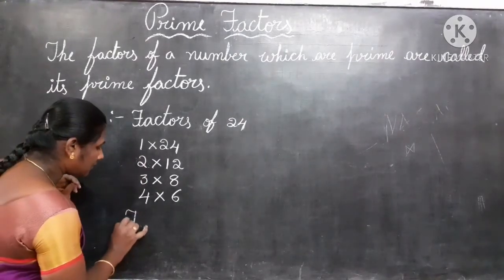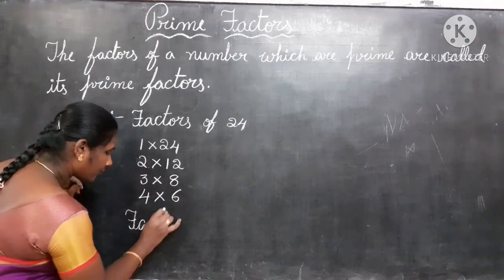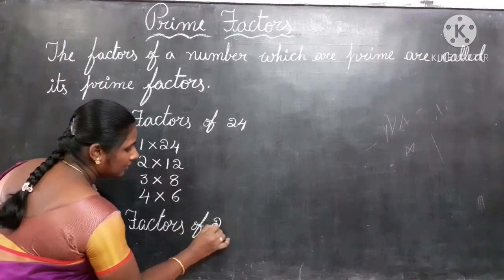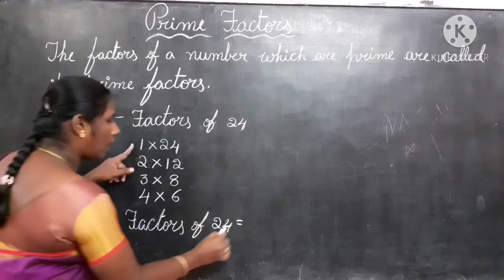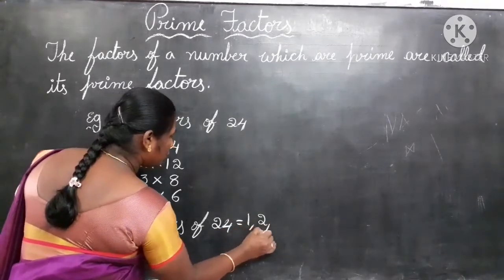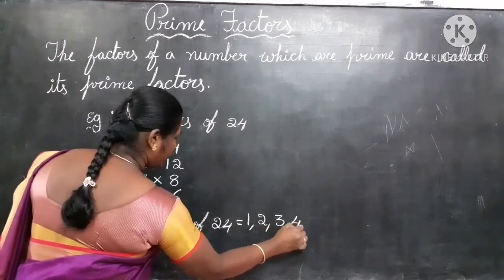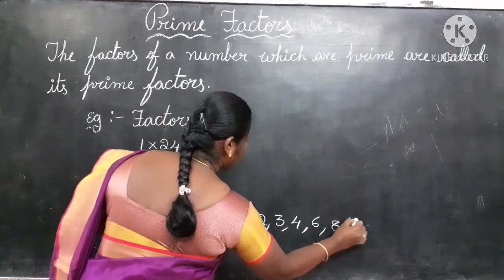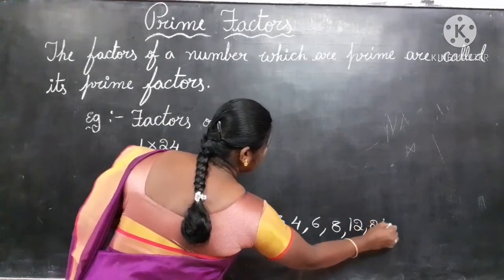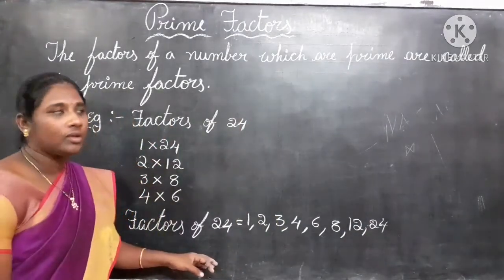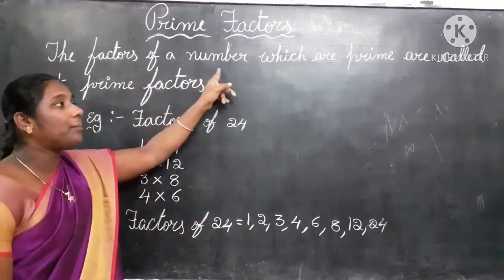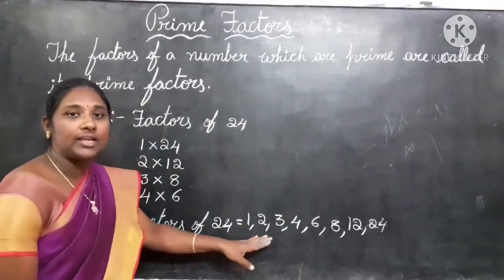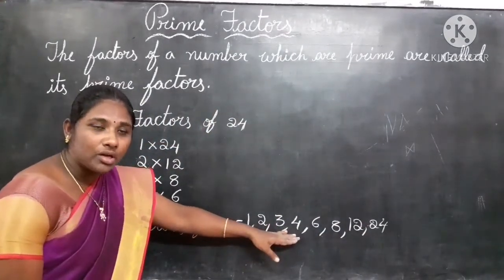Now the factors of 24 are 1, 2, 3, 4, 6, 8, 12, 24. These are the factors of 24. The factors of a number which are prime. We wrote the factors of 24 here. In this, what are the prime numbers?